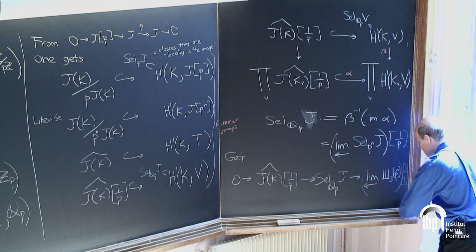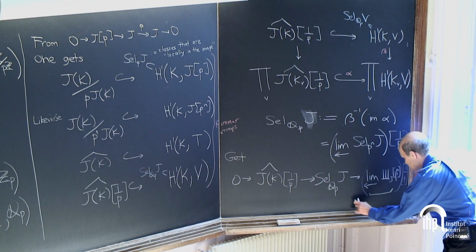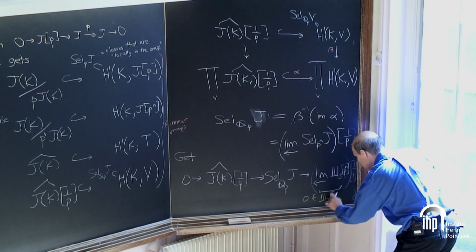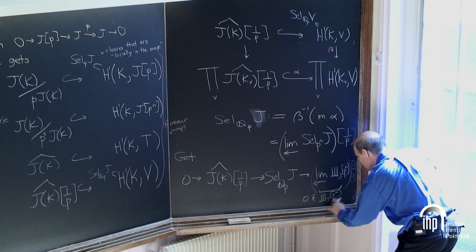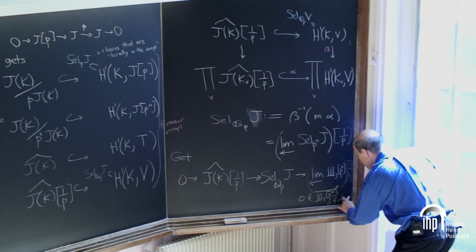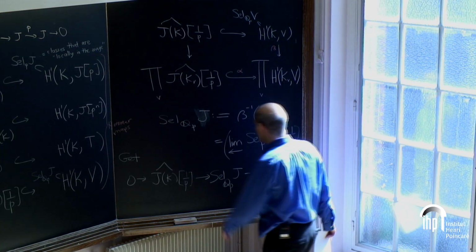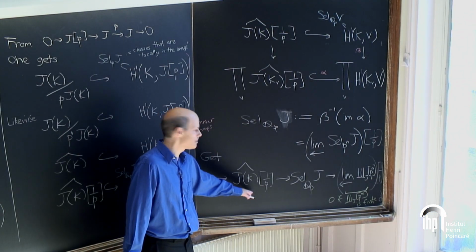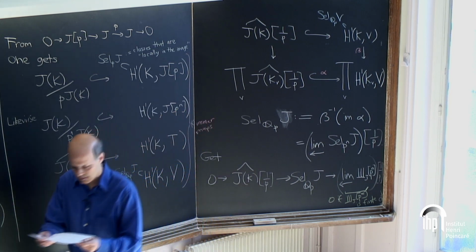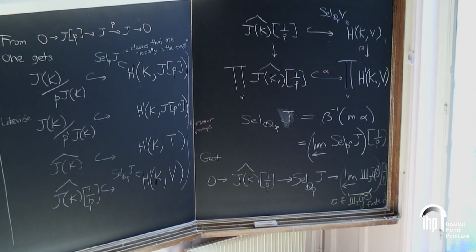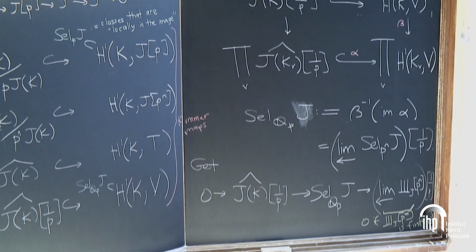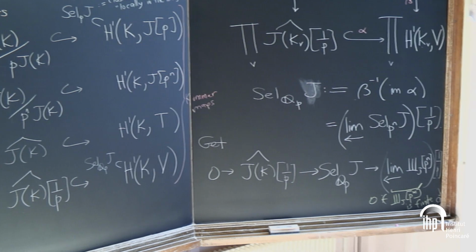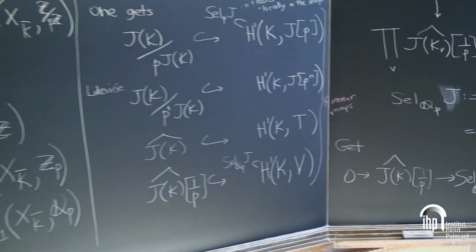So this is 0 if Sha_j p to the infinity is finite. In other words, when you pass to this Q_p Selmer group, then this Selmer group should be measuring exactly what comes from the L-V group. So now I've defined this, and I've also defined these things. So I've defined everything outside the blue box.